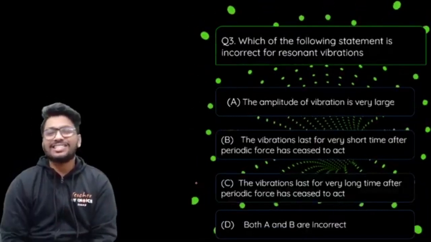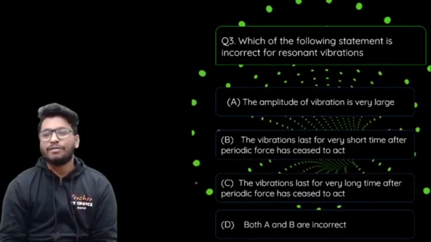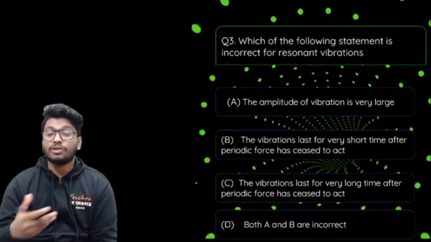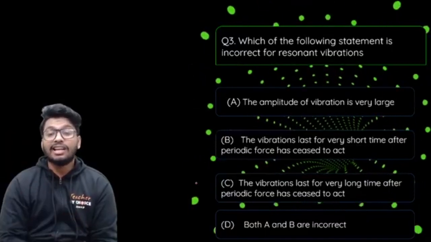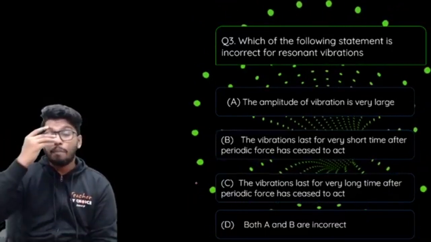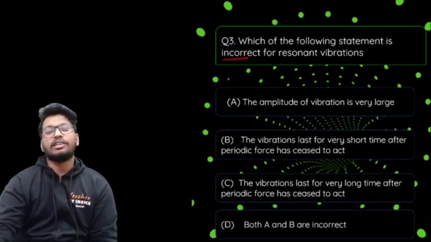Moving on to the third question. Which of the following statements is incorrect for resonant vibration? A: The amplitude of vibration is very large. B: The vibration lasts for a very short time after the periodic force has ceased to act. C: The vibration lasts for a very long time after the periodic force has ceased to act. Or D: both A and B are incorrect. Which of these is incorrect for resonant vibration?